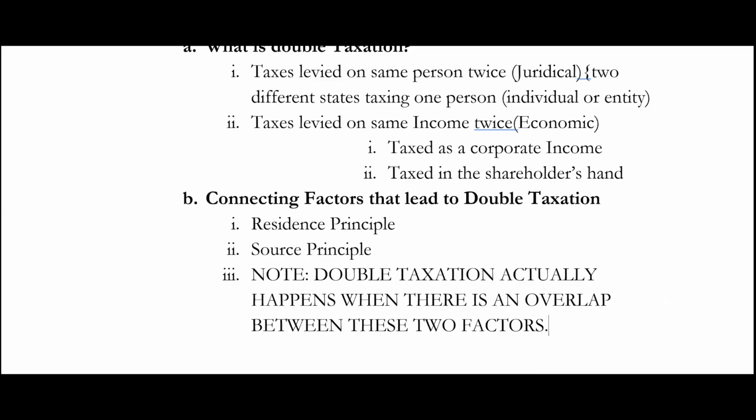So there are two major factors that create double taxation. One is what we call the residence principle, and the other is what we call the source principle. Now, when you understand these two concepts, you understand taxation in general, right? Because international taxation is still taxation. And as we go along, you start to get the concept of international tax.